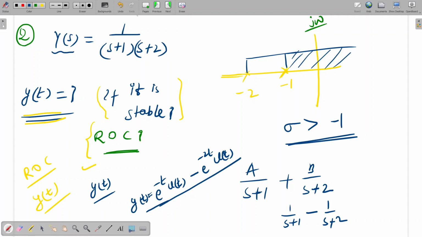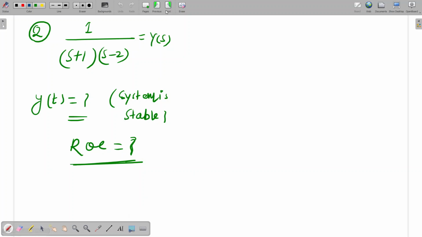So coming to the next question. Here also the system is stable. It is given that the system is stable, so we have to find y of t and the ROC. Here also I will give you some time so that you can try. It's easy, just based on the previous concepts.